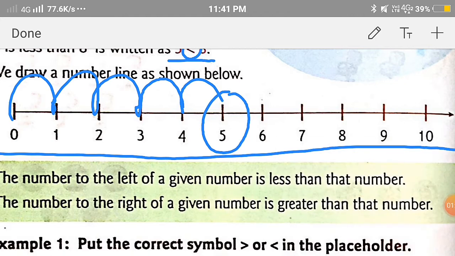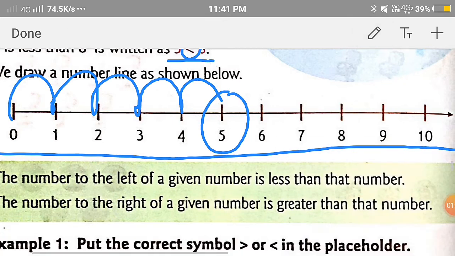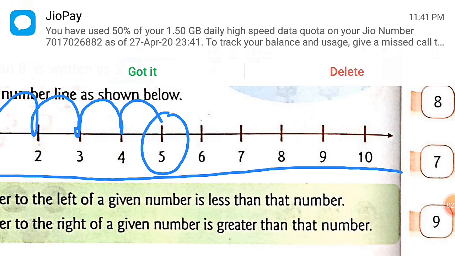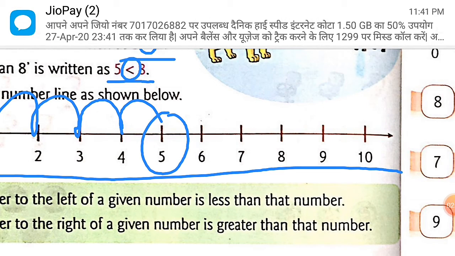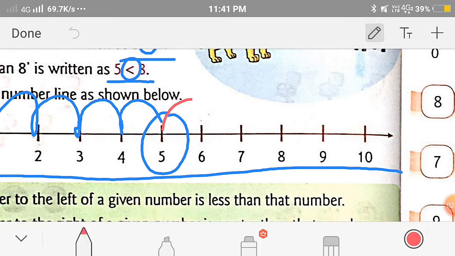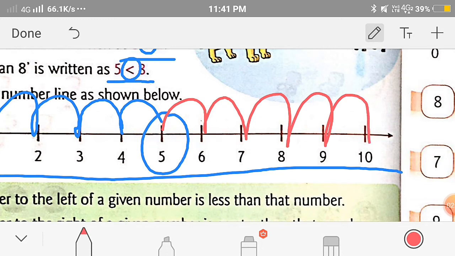See, numbers that are on the right side of the given number 5. Let's see them. 6, 7, 8, 9, 10. So these numbers are greater than 5. And ये सारे नंबर्स 5 के बाद भी आते हैं. So ये सारे नंबर्स 5 से बड़े हैं.